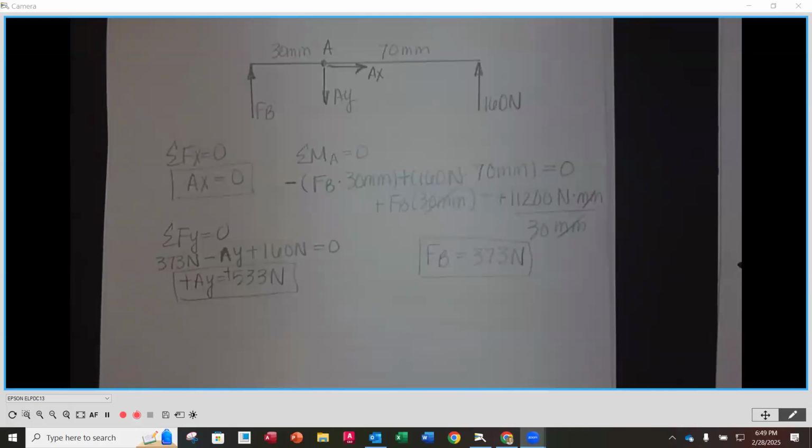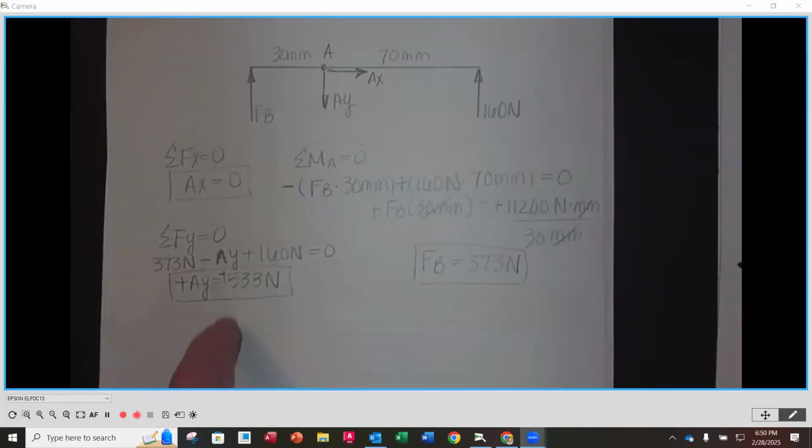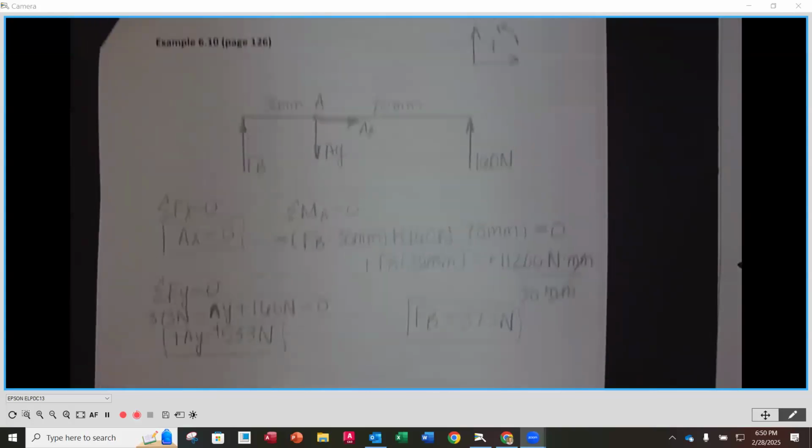Okay. And the pin then has to be able to support 533 newtons. And again, now you would take it to the next level of strength of materials and determining the size of the pin that would go through there. But that's not a statics problem. The statics part of it is finding out what is the force that's present. Okay, so that is example 6.10.